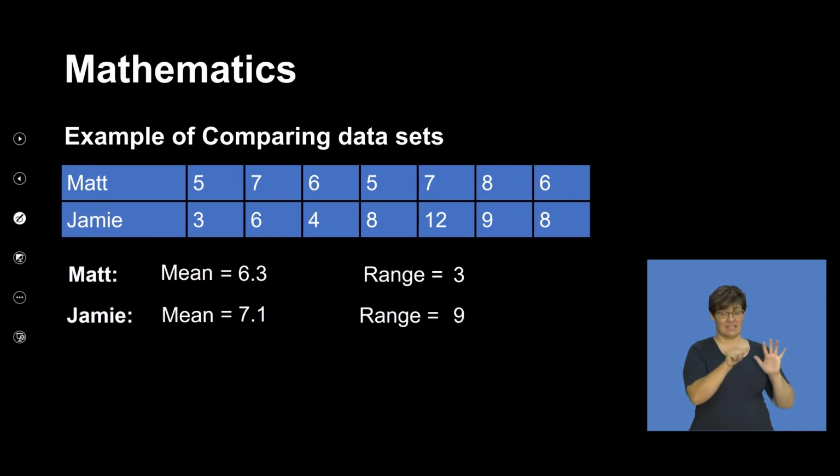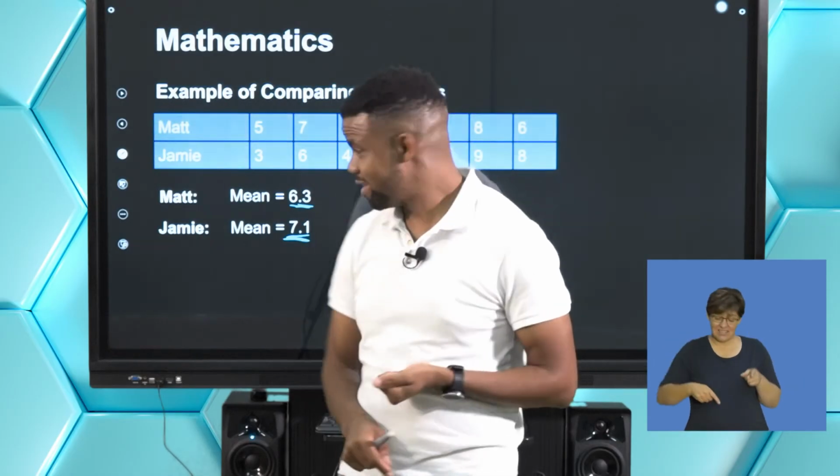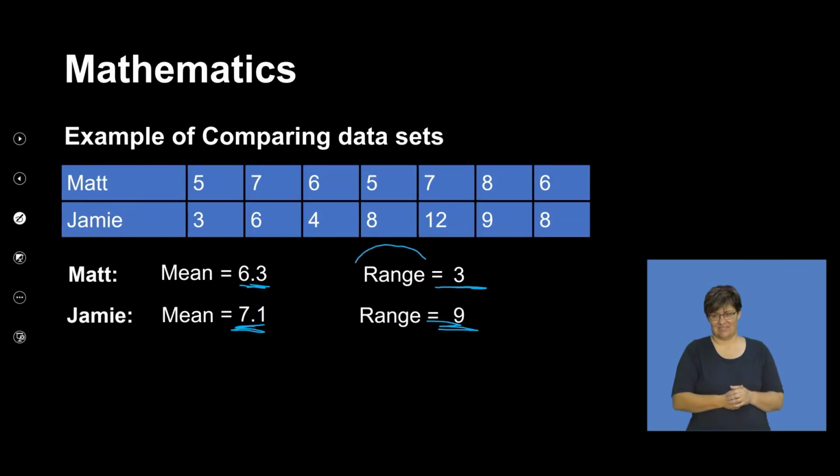Matt's mean is 6.3 and his range is 3. Jamie's mean is 7.1 and his range is 9. On average, Jamie is better, but on range, Matt is better. And where do we go from there?